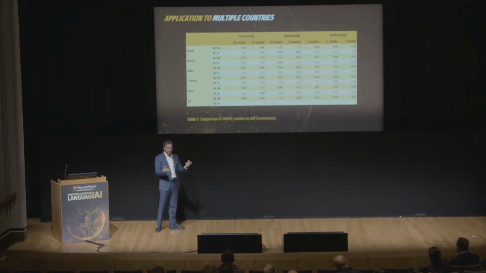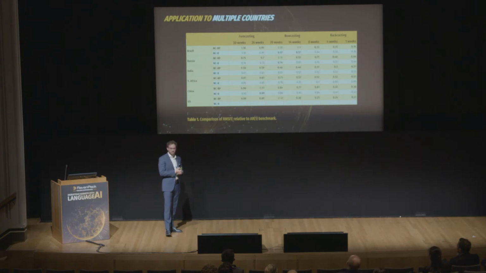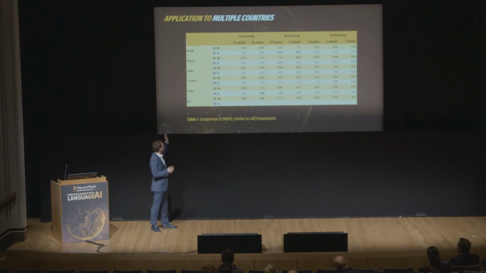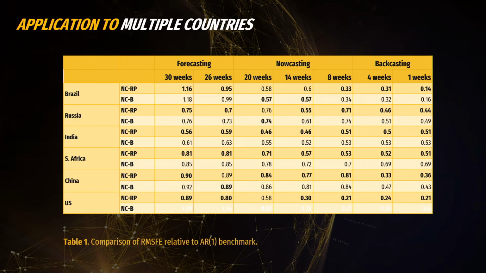We did an extensive application, so we haven't just focused on the US economy, but we applied the same machine and the same technique to create these RavenPack thematic indicators for Brazil, Russia, India, South Africa, China, and the US. What you can see there is the evolution of the root mean square forecast error through 30 weeks before the release, 26, 20, 14, 8, 4, and 1 week before the release. The bold number, I'm sorry that the last line is white, but still it's the worst model, so don't worry.